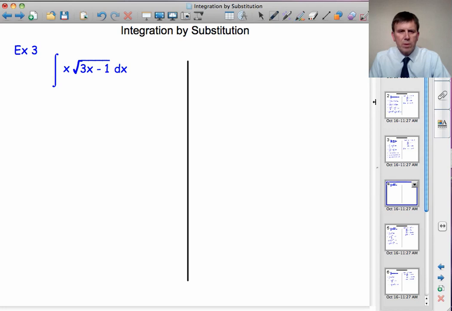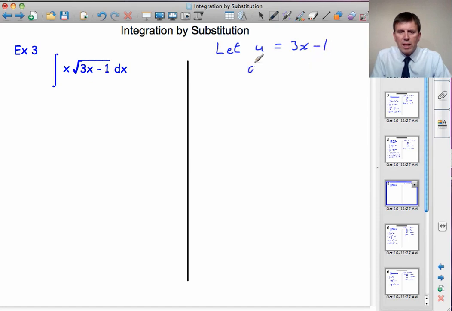Example 3. Integrate x multiplied by the square root of 3x minus 1 with respect to x. In this question, it's the two terms under the square root sign that cause the problem. If we change that so we have u to the power of half, in other words the square root of u, it's much easier to deal with. So the substitution that we're going to use is let u be whatever's under the square root sign. In this case, 3x minus 1.